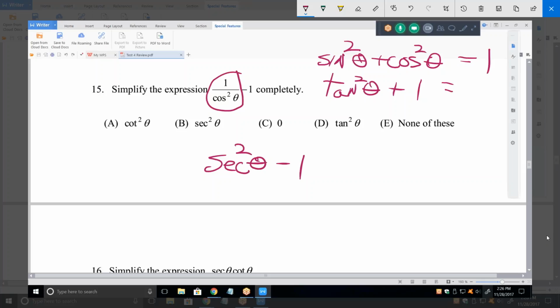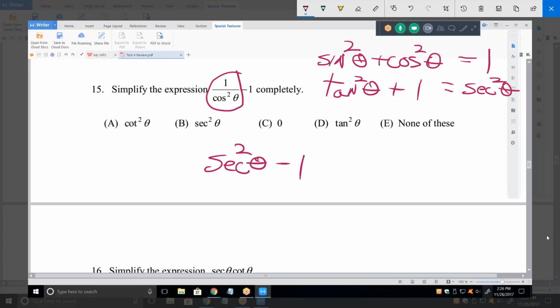There's 3 trig identities. You've got to know all 3 of them. The only 2 you have to memorize are these 2. I'll give you the third one, but I'll give you an easy way to remember it. But you do have to memorize these 2. That's secant squared. Okay?